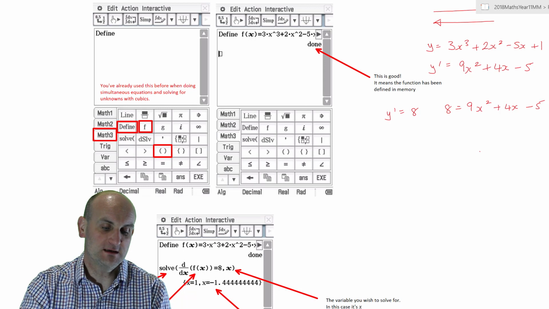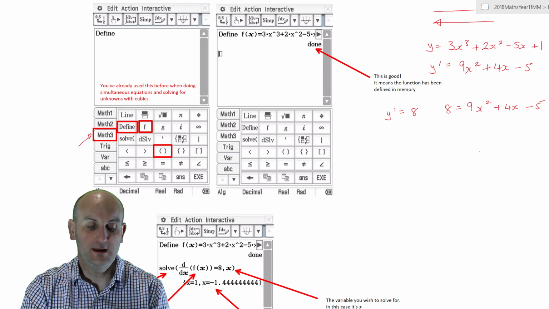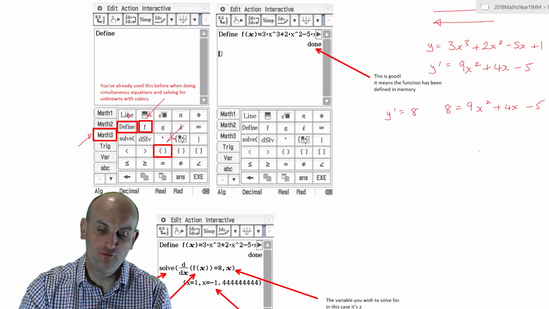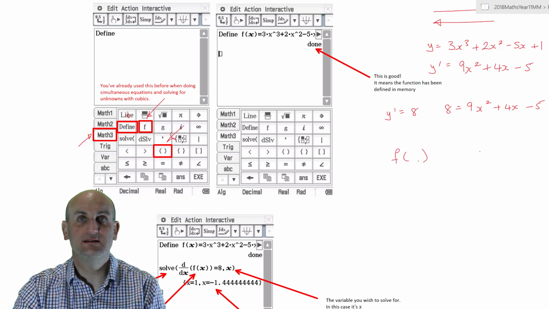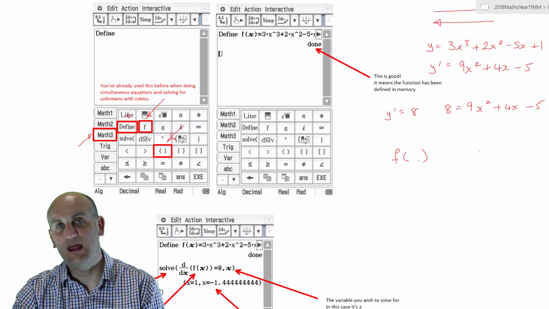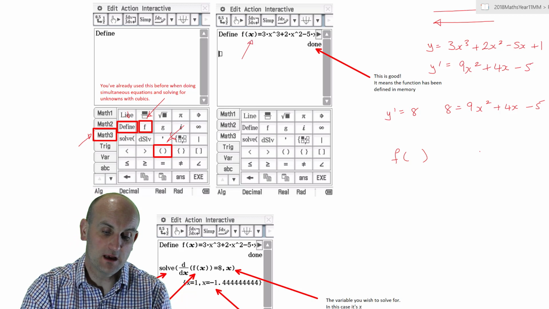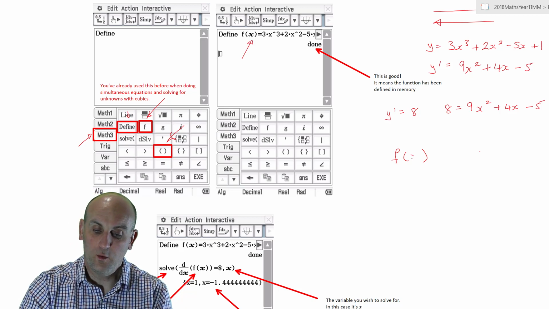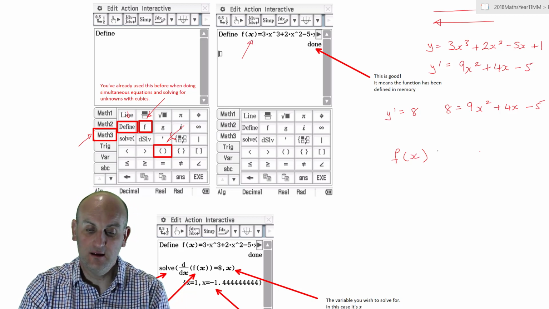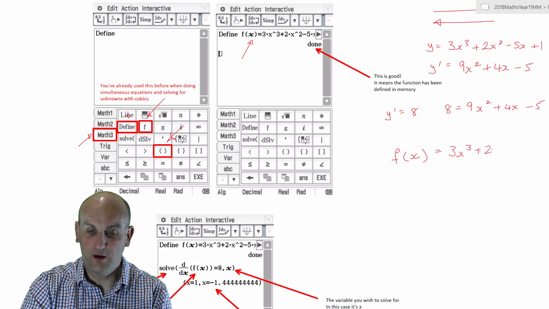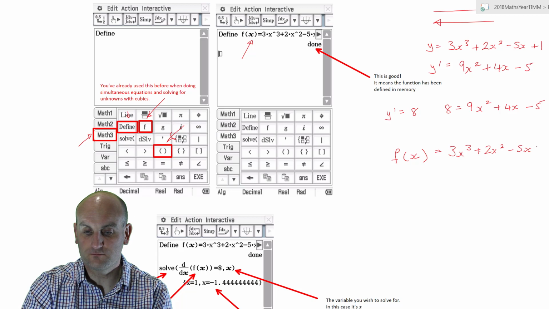So first things first, we hit Math 3, then we hit the define key. Now this F and these brackets are really helpful because they already set up f of. Now we can put x's or numbers in any of these, and that's exactly what I've done. I have done f, where it's given me a box, I put an x in there, I've put equals, and I've typed all of my function in.